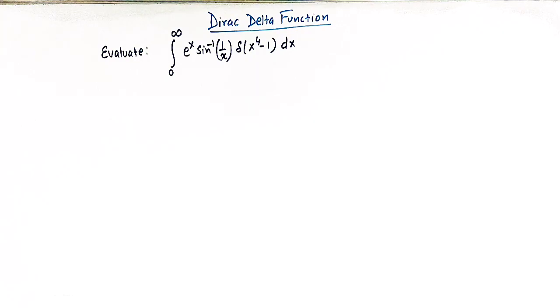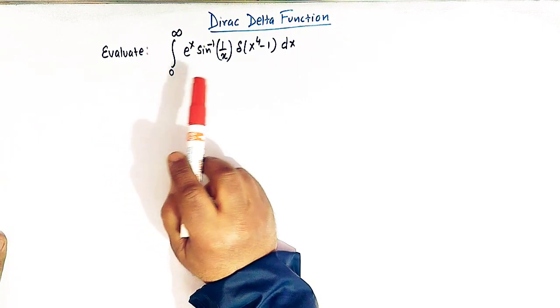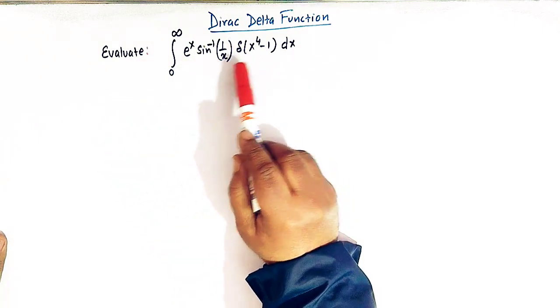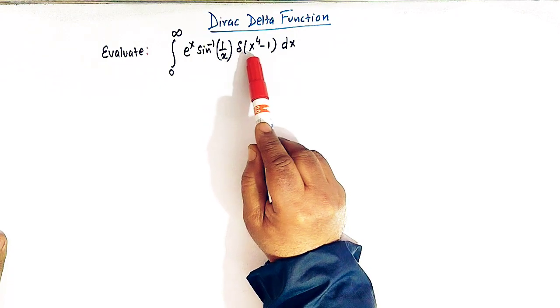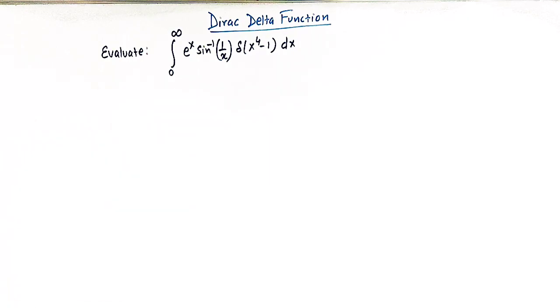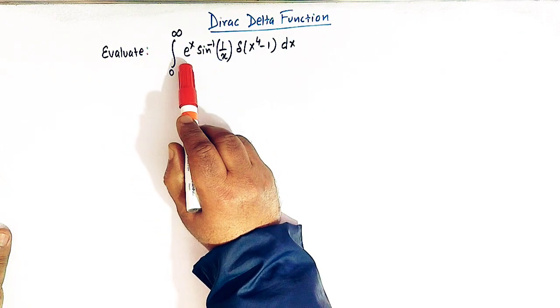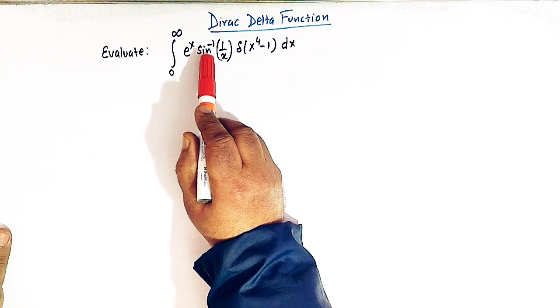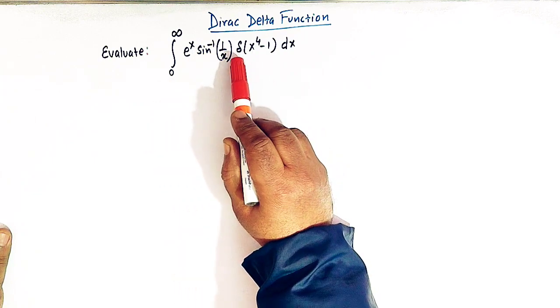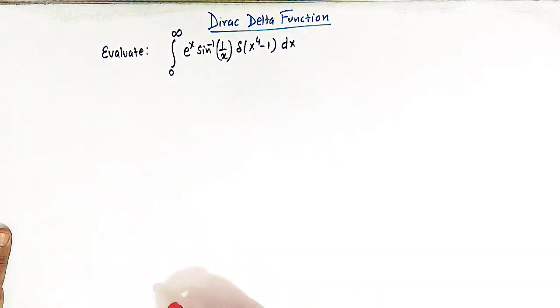So in this class we are going to solve this important problem in which we have to evaluate this integral involving the delta function. And remember here we have a function as an argument in Dirac delta function. So we have to evaluate this integral 0 to infinity, and here we have e raised to x sine inverse 1 over x, and the Dirac delta function x raised to 4 minus 1, right?